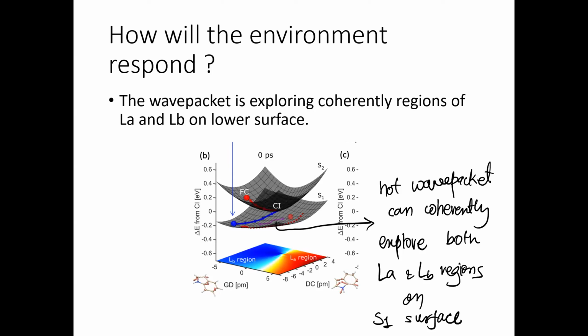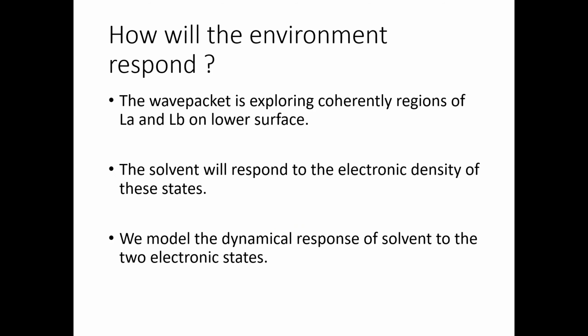Now, how will the environment respond to this? After the wave packet goes from the conical intersection to the lower adiabatic surface, it has a lot of energy. So the wave packet can coherently explore the regions of LA and LB on the lower surface through active molecular vibrations. And the solvent will respond to the electronic density of these states.